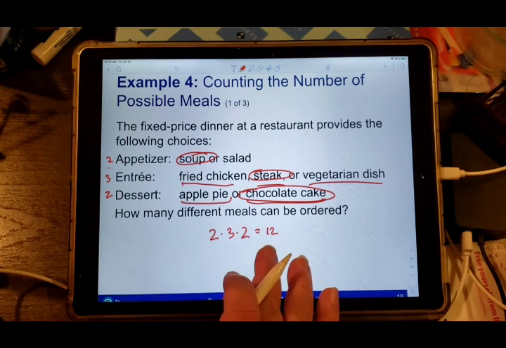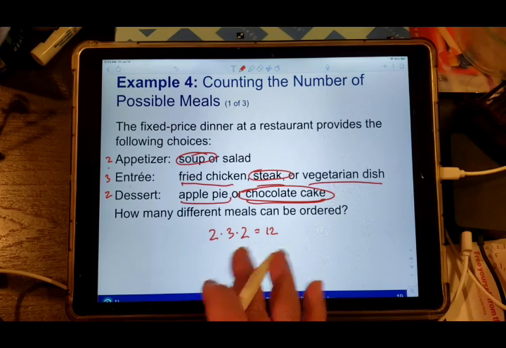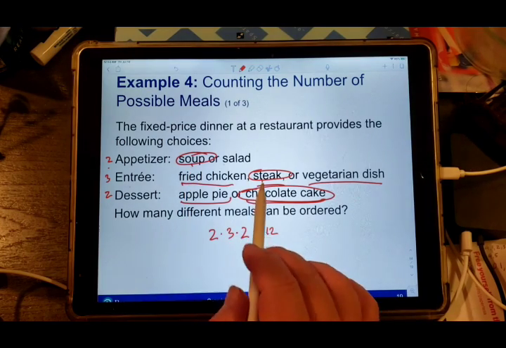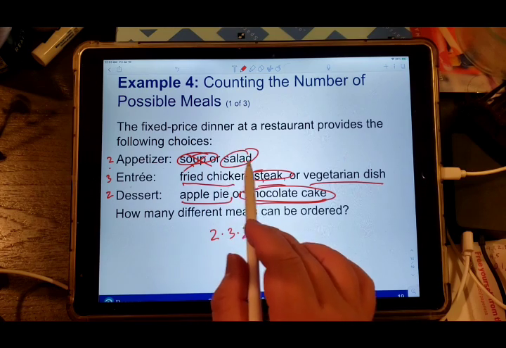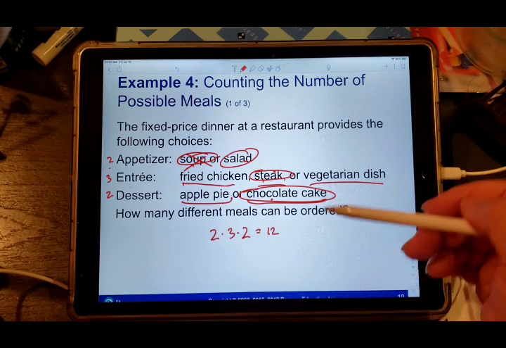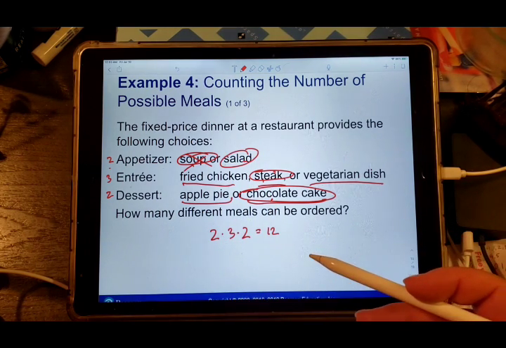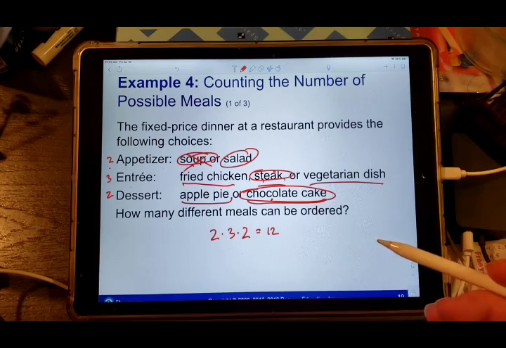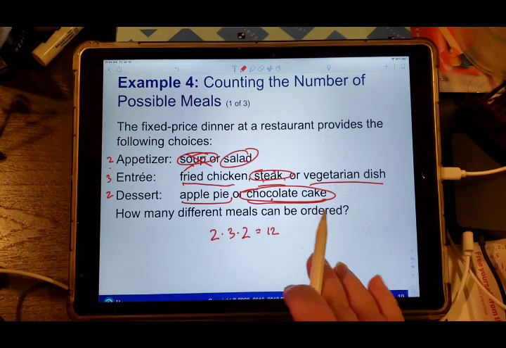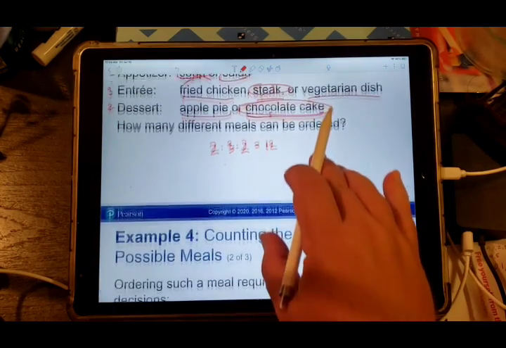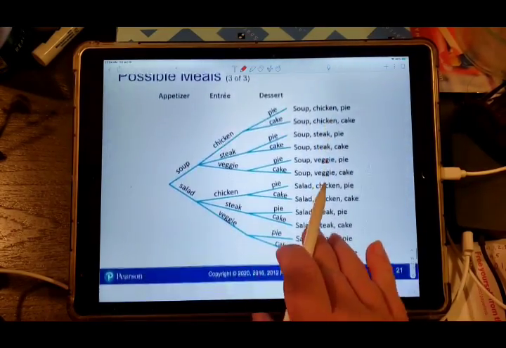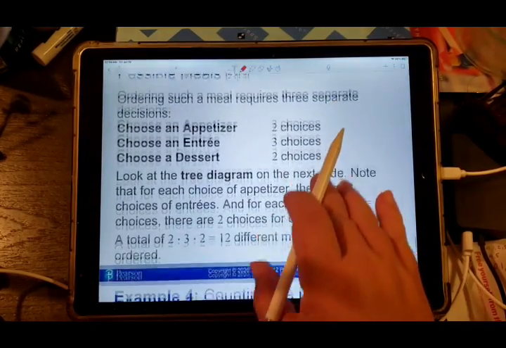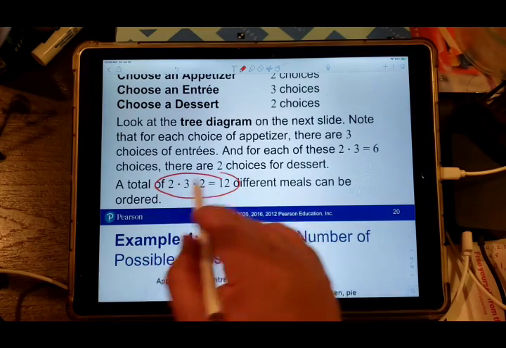That sounds like a lot, 12. There are 12 different varieties. But here I picked soup, steak, and chocolate cake. Another one could have been salad, steak, and chocolate cake. And that would be a different overall meal experience. So it would be a different meal order in that case. So with that rule in place, we know the calculation.